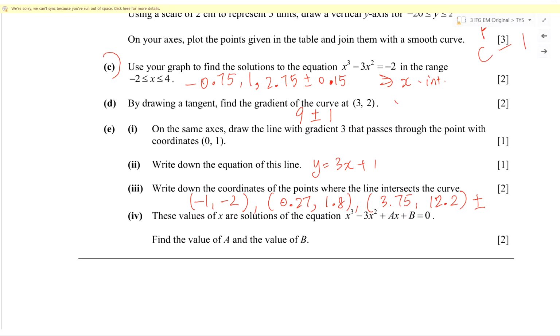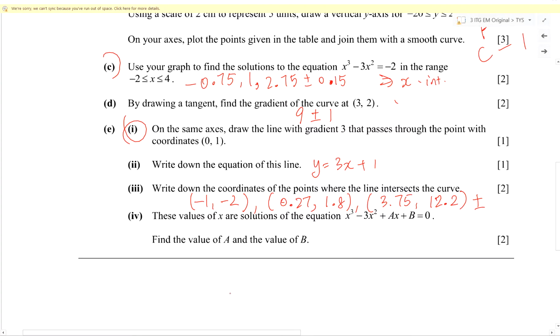There are a few of you, because your line in E part 1 is too short. Your line only goes like that. Then you only get 2 answers. You have to extend all the way.